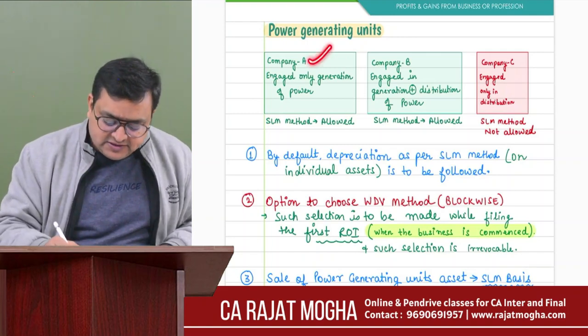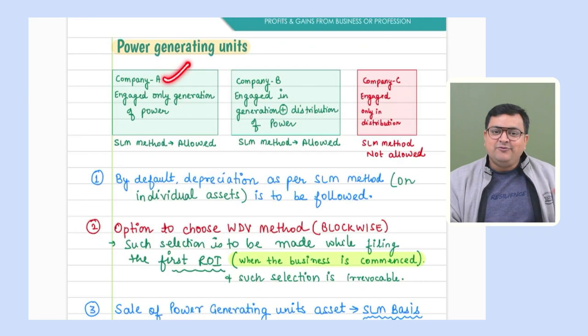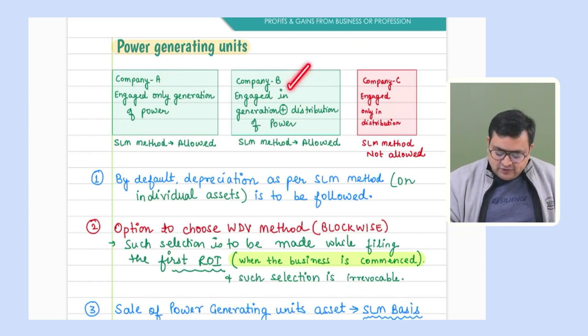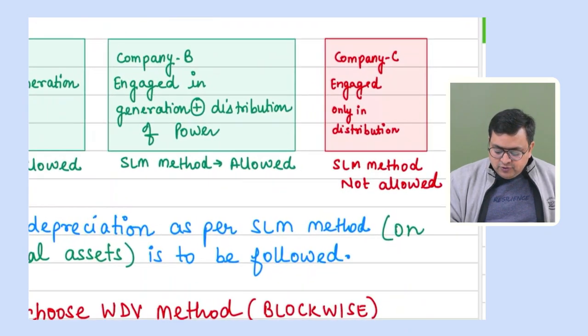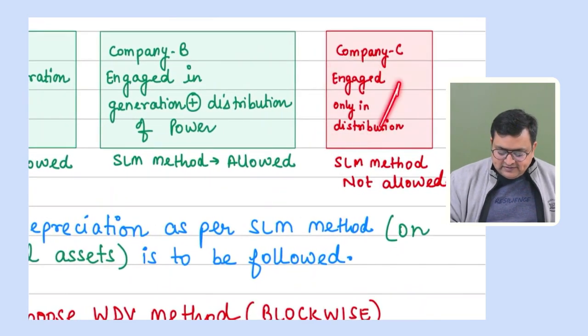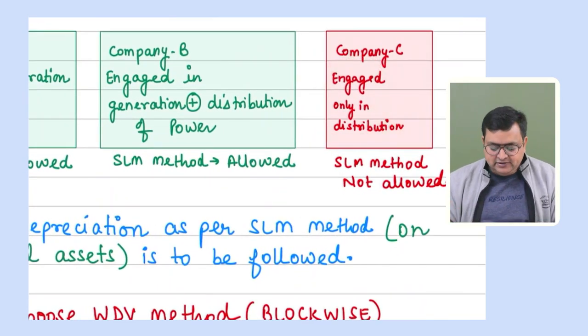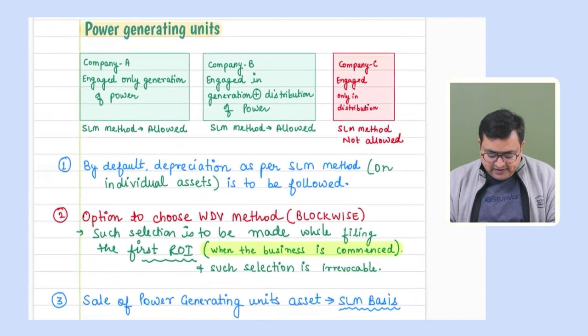So if you are only generating, it's okay with us. If you are generating as well as distributing, you are generating, right? So that is also okay with us. But if you are not generating and are just engaged in distribution, then the SLM method will not be allowed. Only the WDV method is allowed for these types of companies, right?